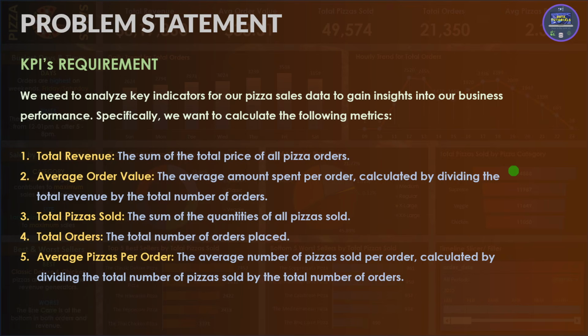Then the next one is average pizzas per order. It is the ratio of the total number of pizzas sold divided by the total number of orders, right? So any customer ordering pizza, at an overall or average level, how many pizzas is he ordering in one particular order? So here we have to find that as well. So this is his KPI requirement.